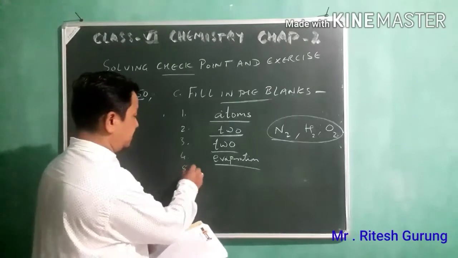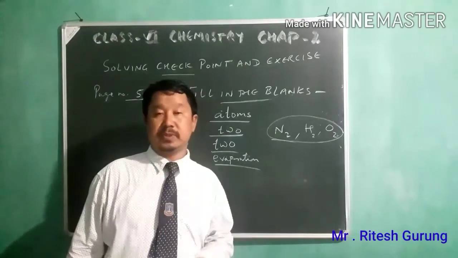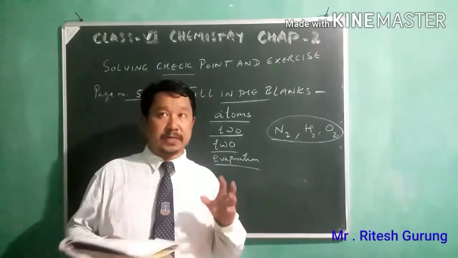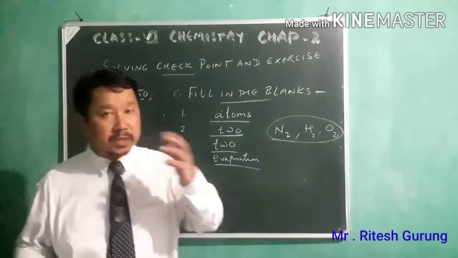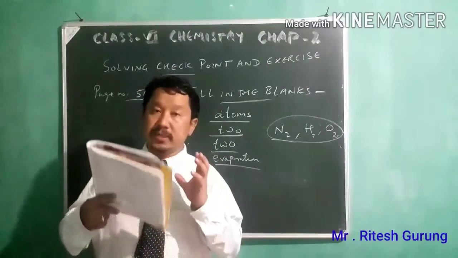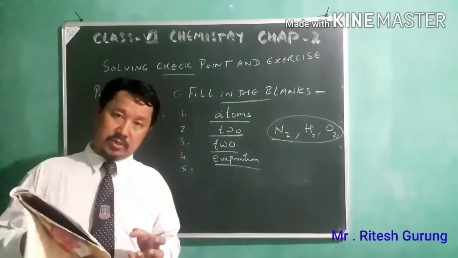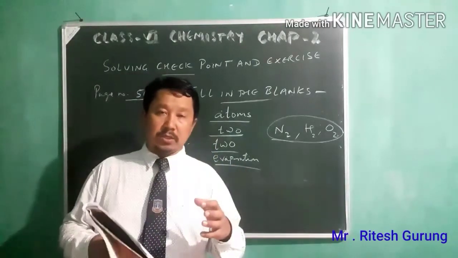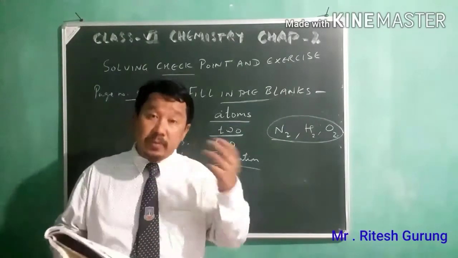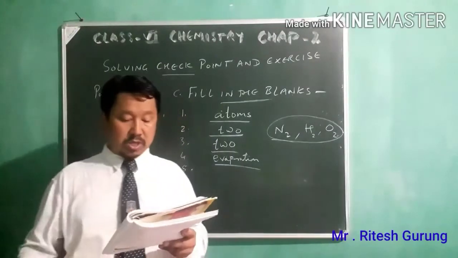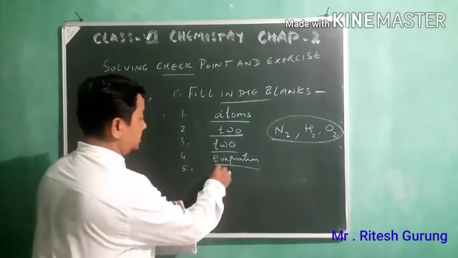Then number 5. 2 immiscible liquids are separated by using which method? Immiscible means 2 different liquids showing different properties when they are mixed together, when they are forming a mixture. That time the 2 different liquids show different properties, that is immiscible. So 2 immiscible liquids are separated by using which method? Distillation.